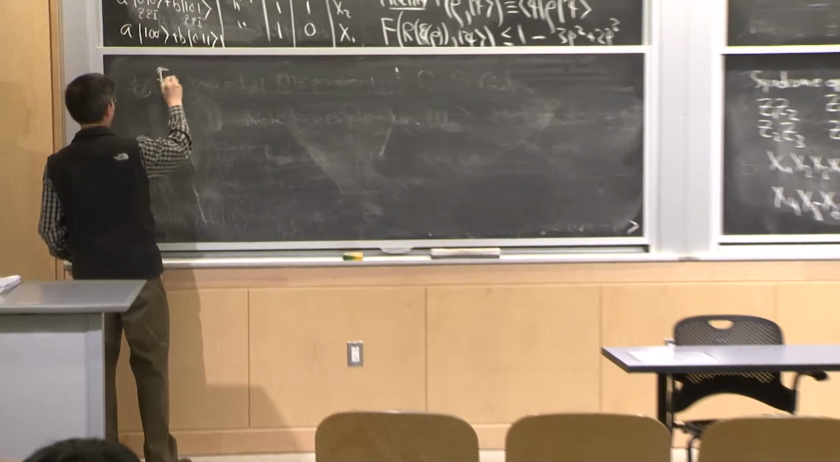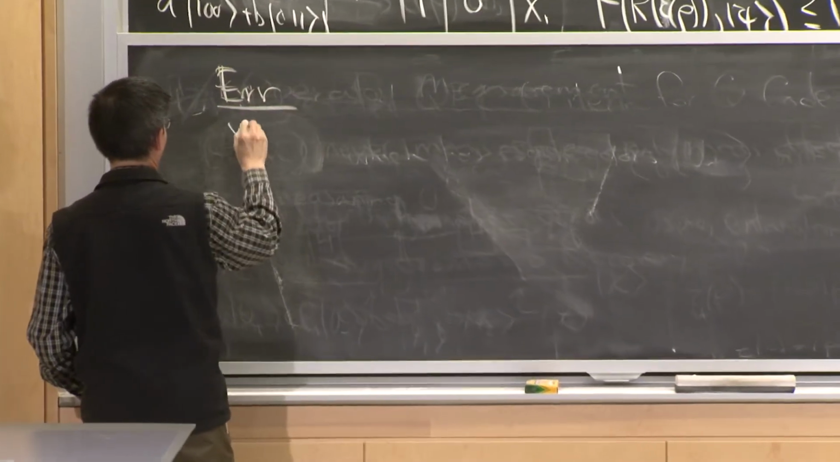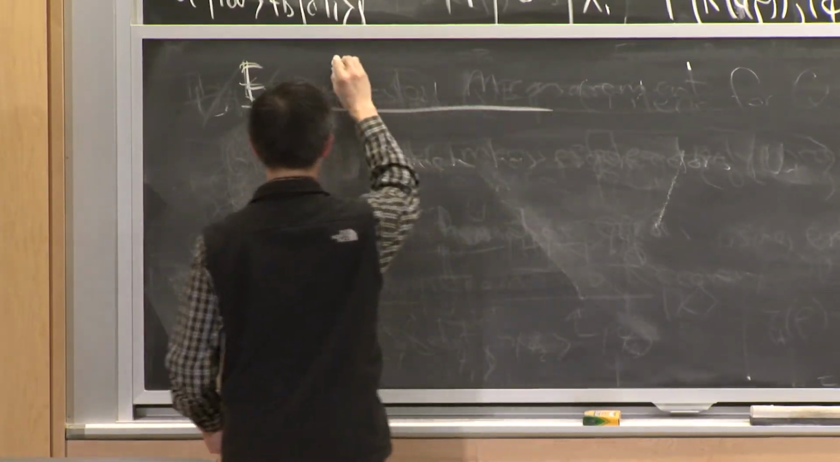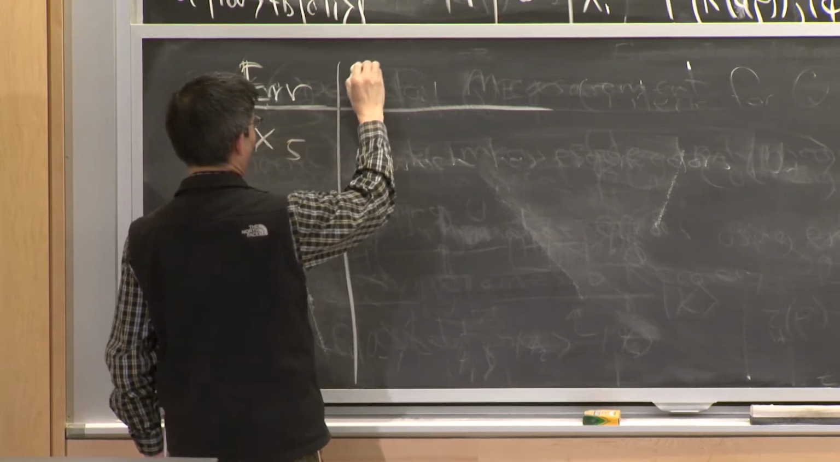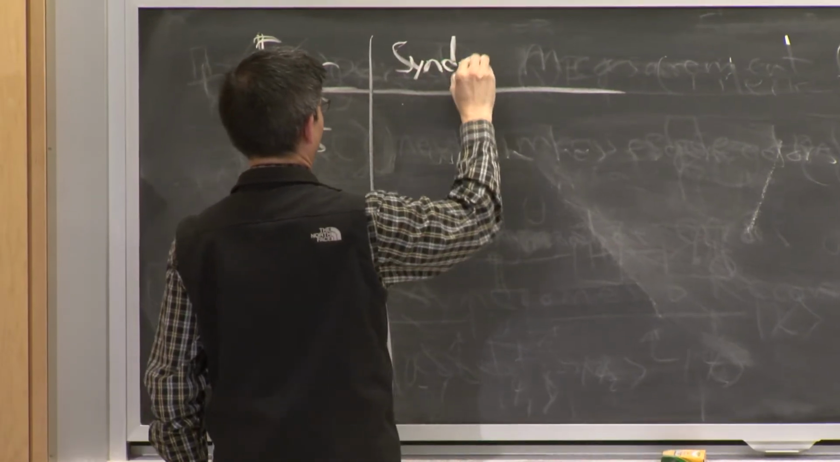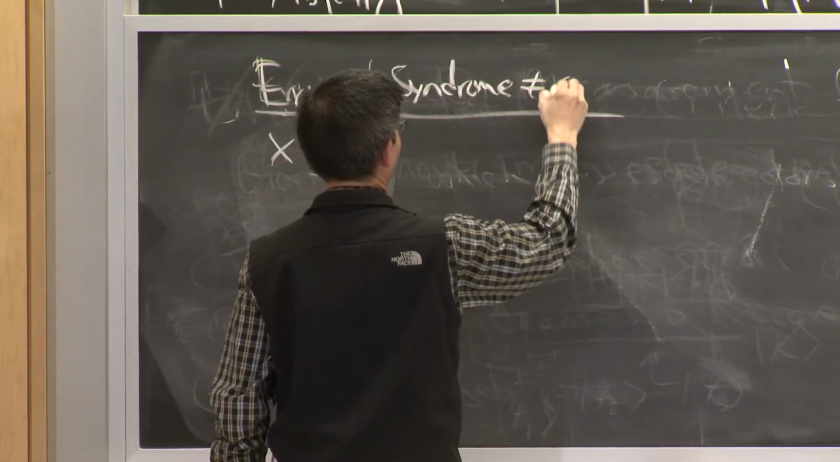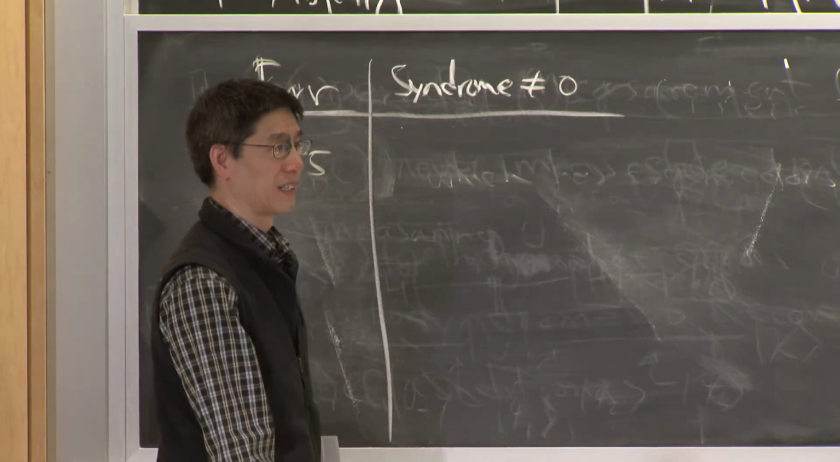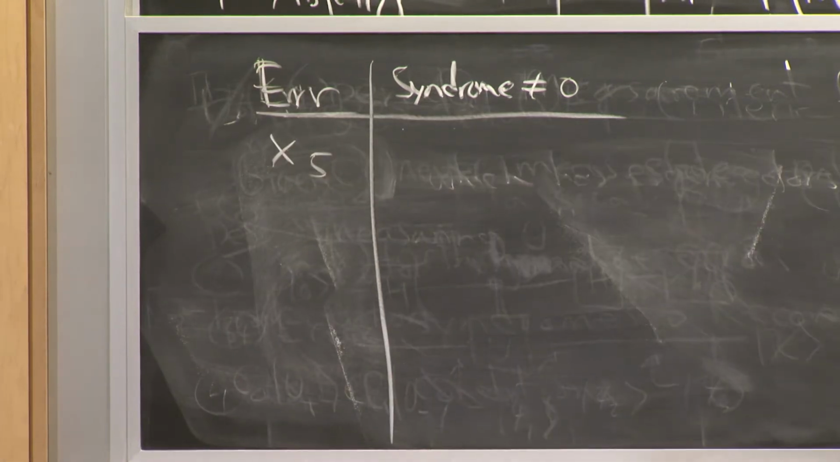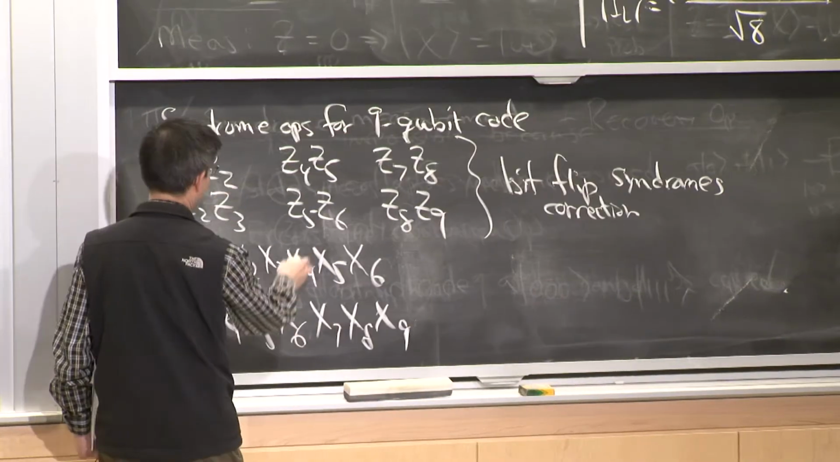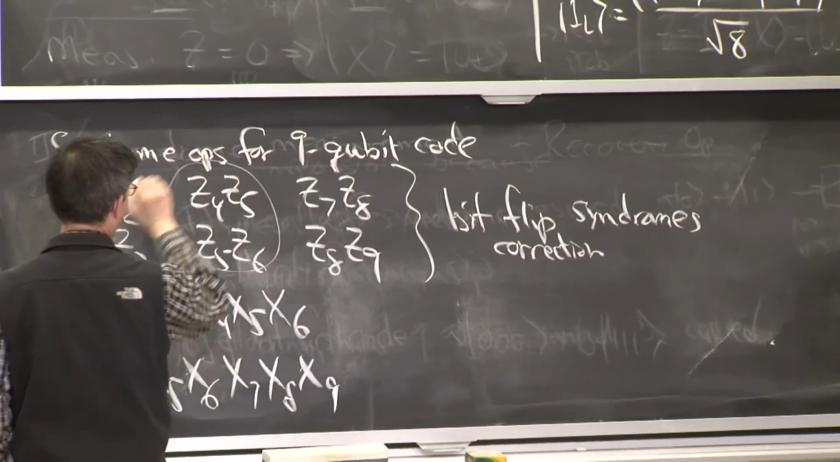So let's write a little table for an error which is X5 in this case. Which syndrome operator is non-zero? Okay. So I claim that that's covered right here.